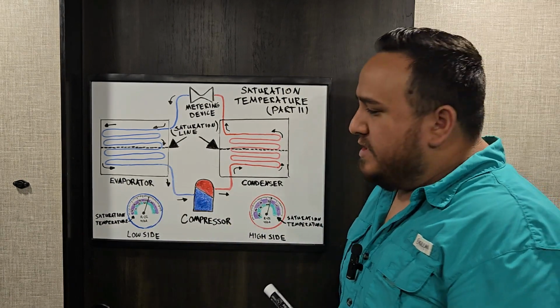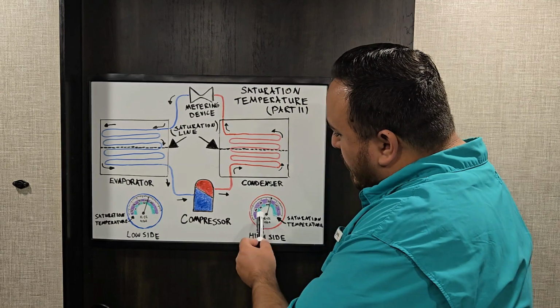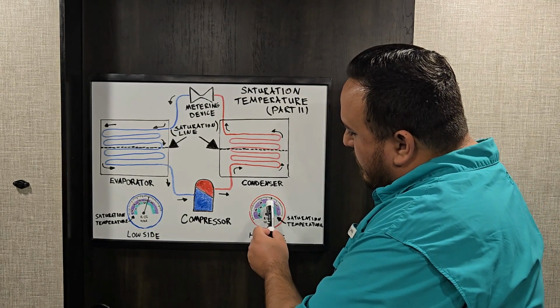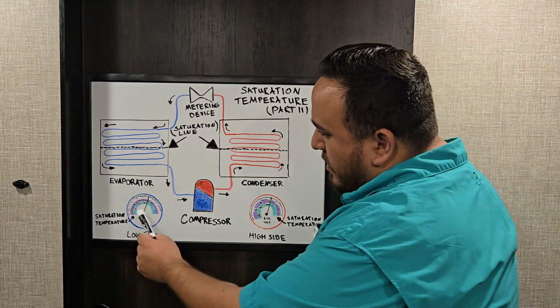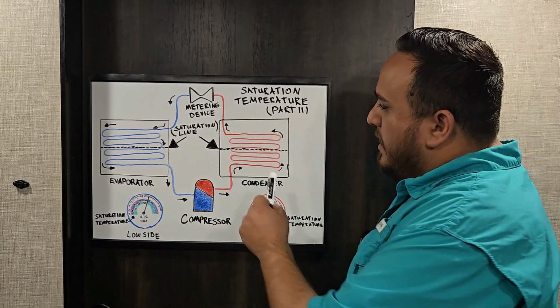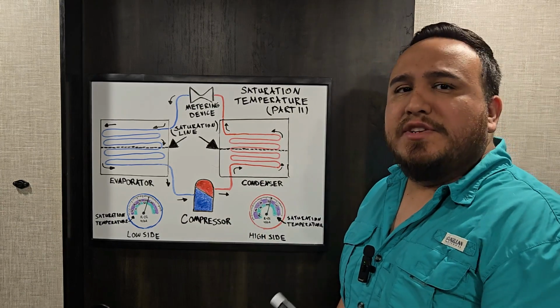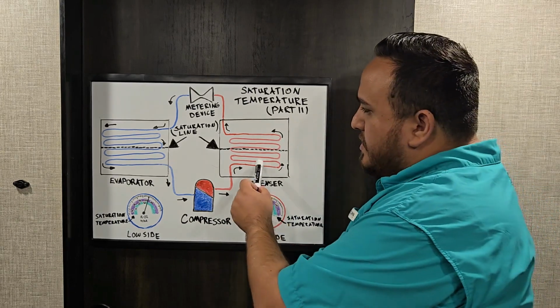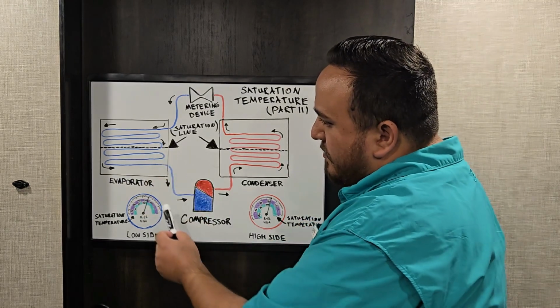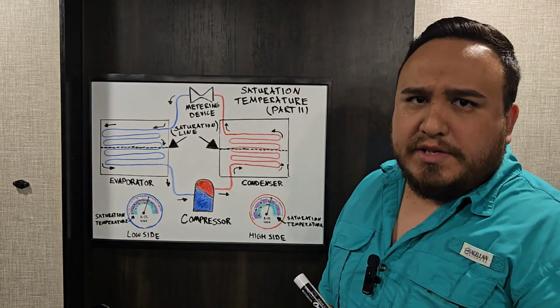Now, if I pay attention to my manifold gauges, once again looking at 410A, let's say it's giving me 110 degrees over here, and over here it's giving me about 42 degrees. What that means is that my condenser temperature, or my saturation temperature in my condenser, is 110 degrees, and the saturation temperature of my evaporator is around 42 degrees.